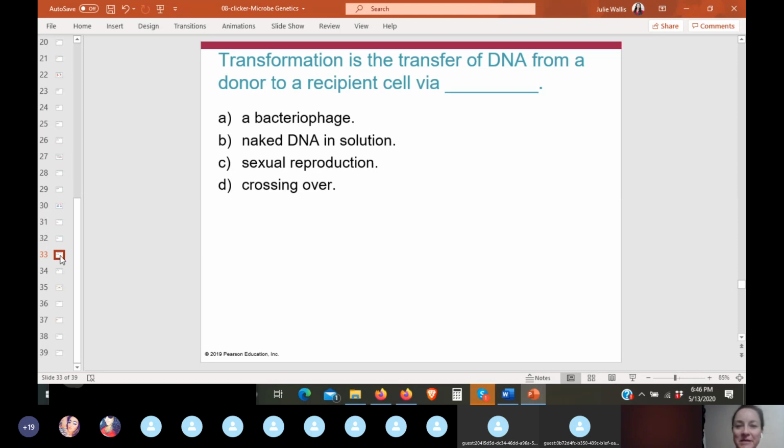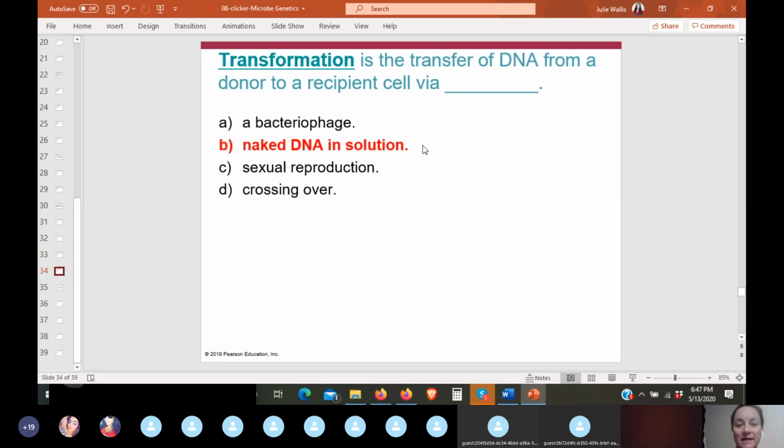Okay, next one. Transformation is the transfer of DNA from a donor to a recipient cell via which mechanism? This is another section that I have in your 6 through 8 group collaboration tables today, for you to work through these different types: transformation, transduction, and conjugation. All right, so most of you are saying B, which is correct. That is naked DNA in a solution.